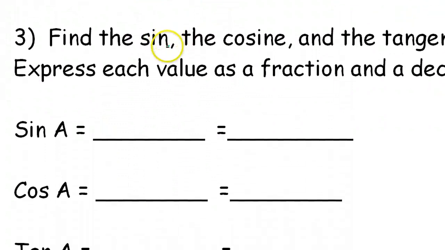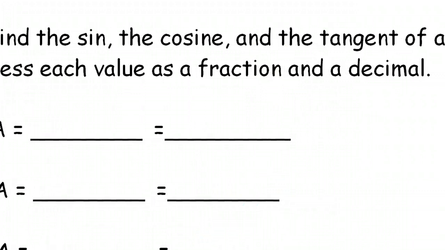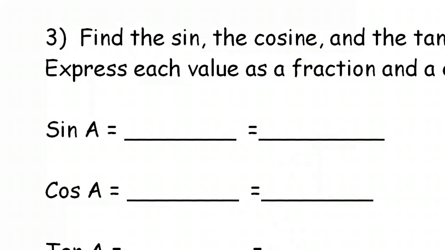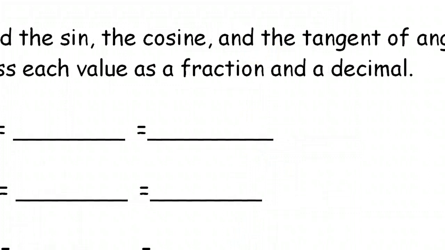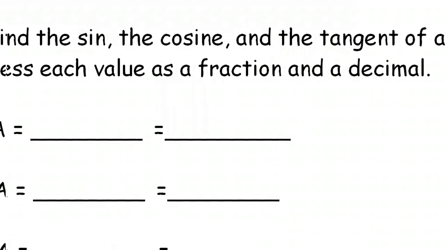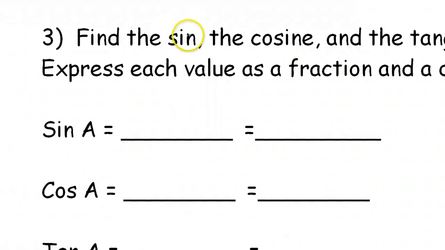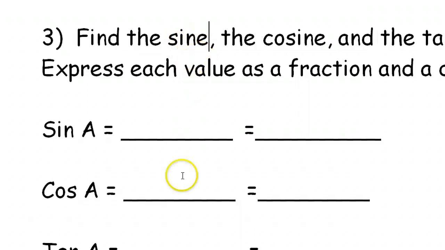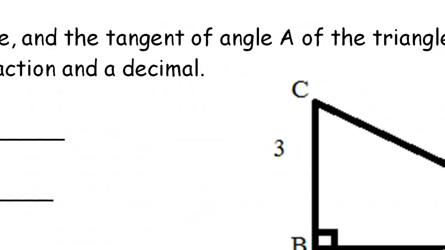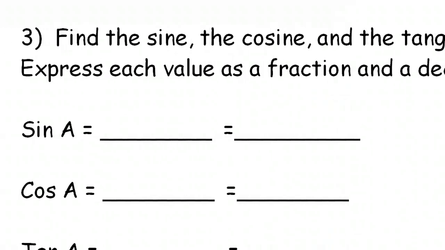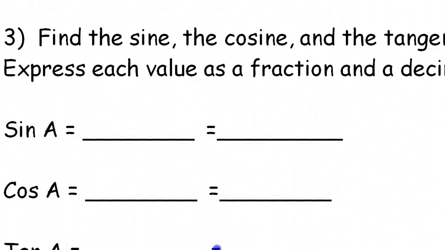Now, number 3, find the sine, the cosine, and the tangent. I'm mad that they wrote out cosine. They didn't just put cos, and they wrote out tangent. But for sine, all of a sudden they abbreviated it with sin. Why? Let's be consistent, people. Find the sine, the cosine, and the tangent of angle A. Express each value as a fraction and a decimal.